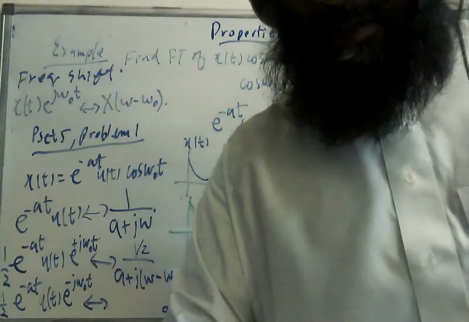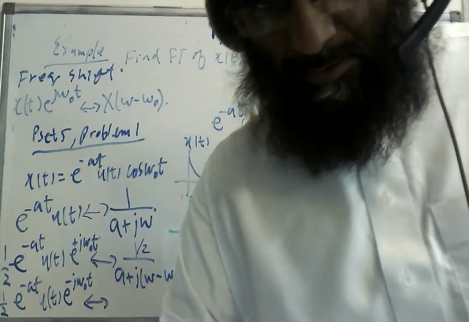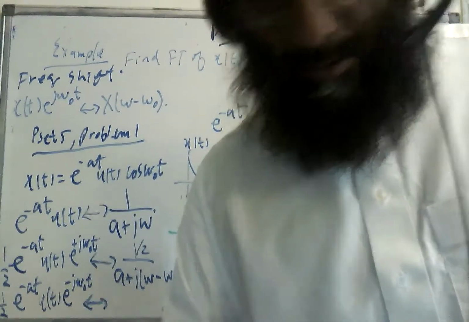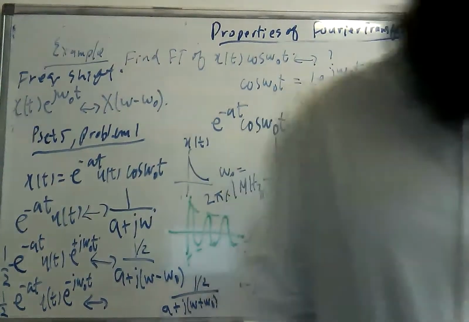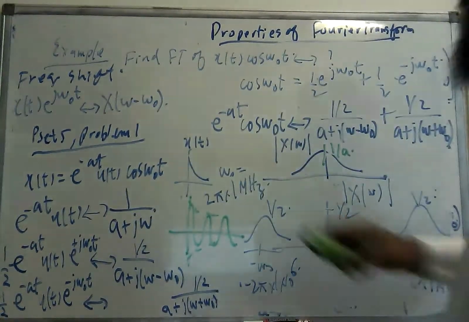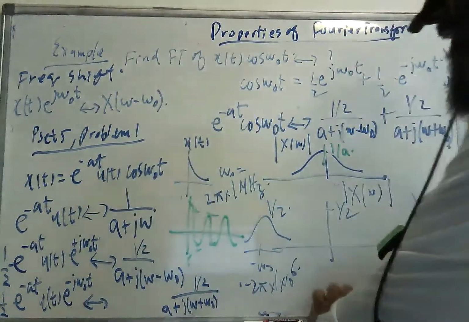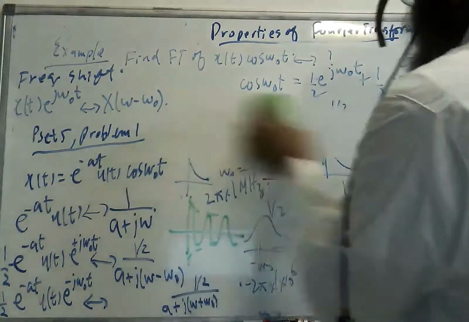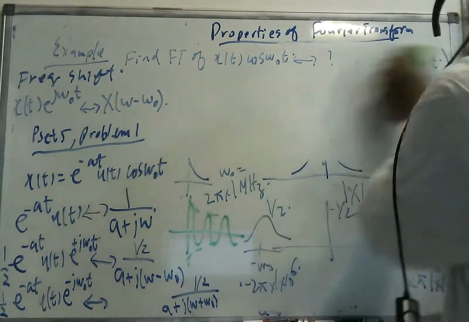Now let us do the second part of this problem, and then we can stop today's lecture. So the second part is a signal which is multiplied by sine. So same problem, but it just has a different function there. So I delete all that.